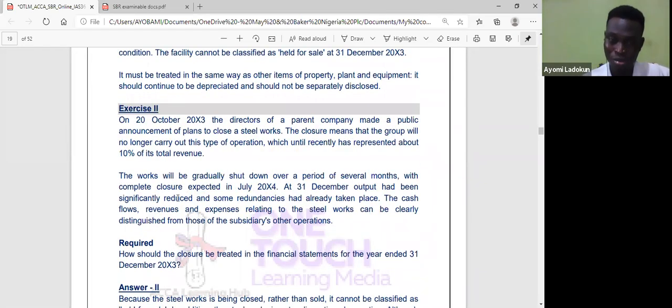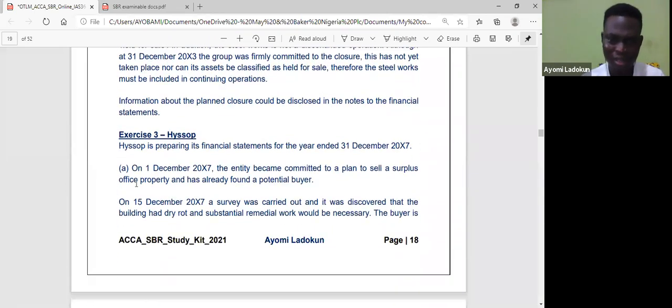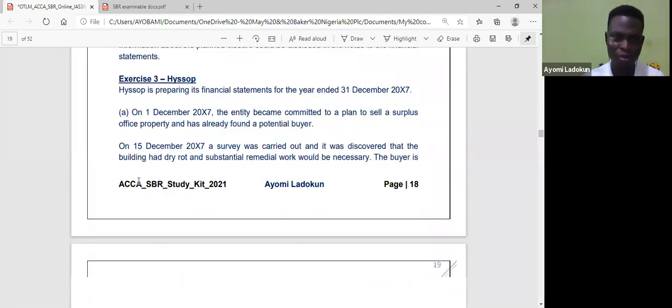Look at exercise 2. We have about 4 minutes away. So let me look at exercise 2 again. He said, should I look at this? Okay, let me look at 3. Okay, those ones are straightforward. Let me just look at 3.